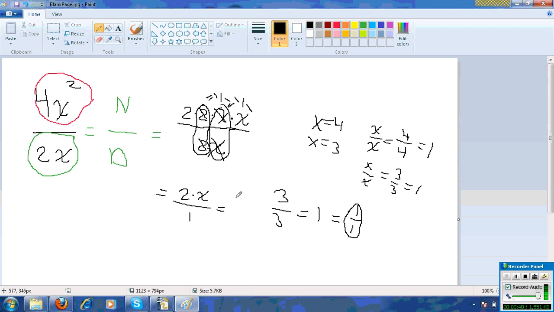Anytime you have a fraction where the only thing in the bottom is 1, you really don't have a fraction. You're really saying that the bottom is not really tearing apart, and that only what's in the numerator is of significance. So really, we're just left with 2x. And that's the final answer for this particular example.